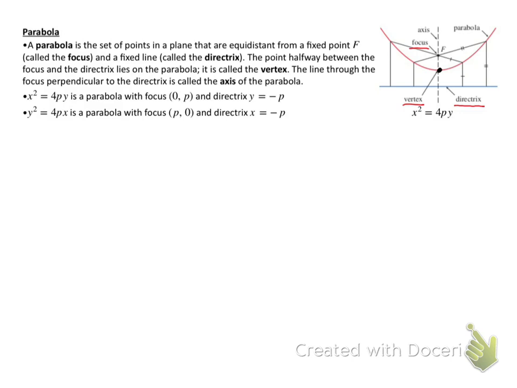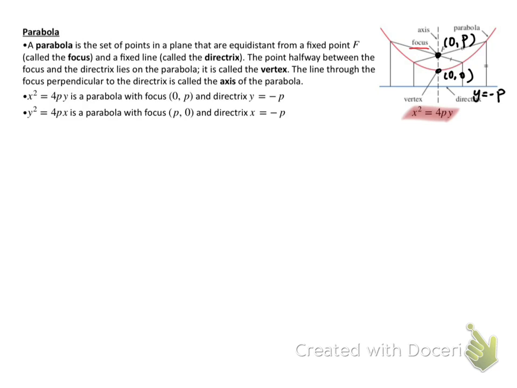And also the focus, we go back to the graph. This graph has equation x squared equals 4py, where the focus is (0, p). If you think this point is (0, 0), let me again use another color. If this point is your (0, 0), this point will be (0, p). And the horizontal line, the directrix, will be y equals negative p.